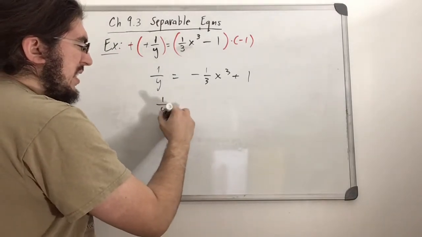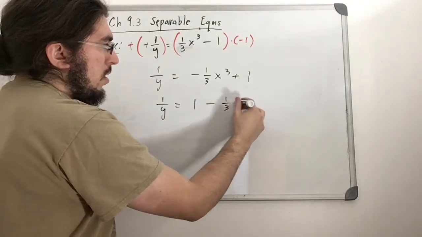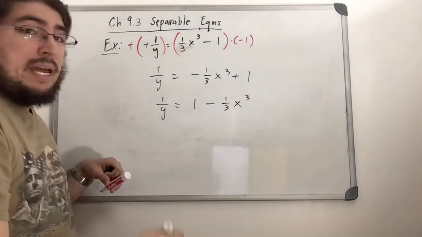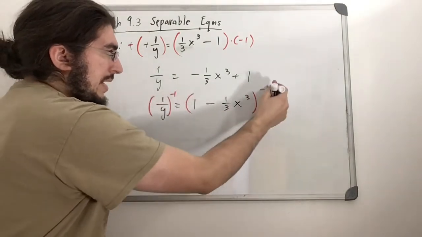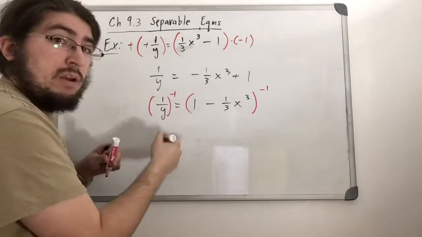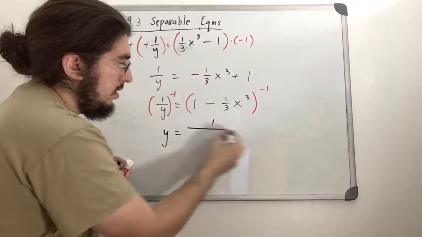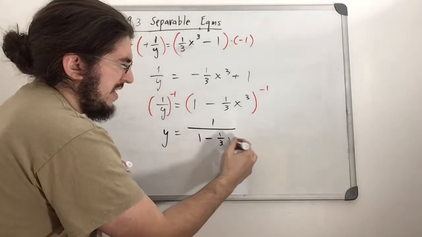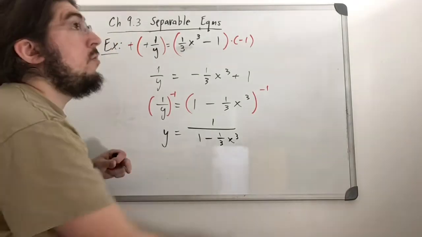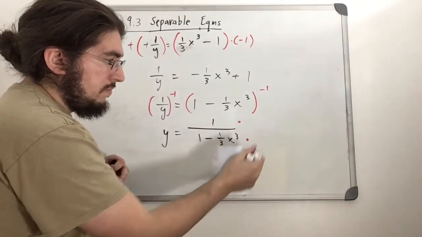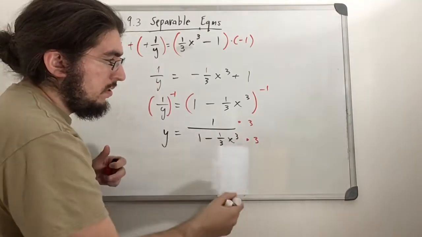So I guess we could write it like this: 1 over y is equal to 1 minus 1/3 x cubed. And then reciprocate both sides, so take them to the -1 power basically. The reciprocal of 1 over y is just y. The reciprocal of this is 1 over itself. And now to get rid of the whole fraction in a fraction situation, if you'd like, we can multiply the top and bottom by, well, whatever is going to cancel this denominator, which is just 3 itself.